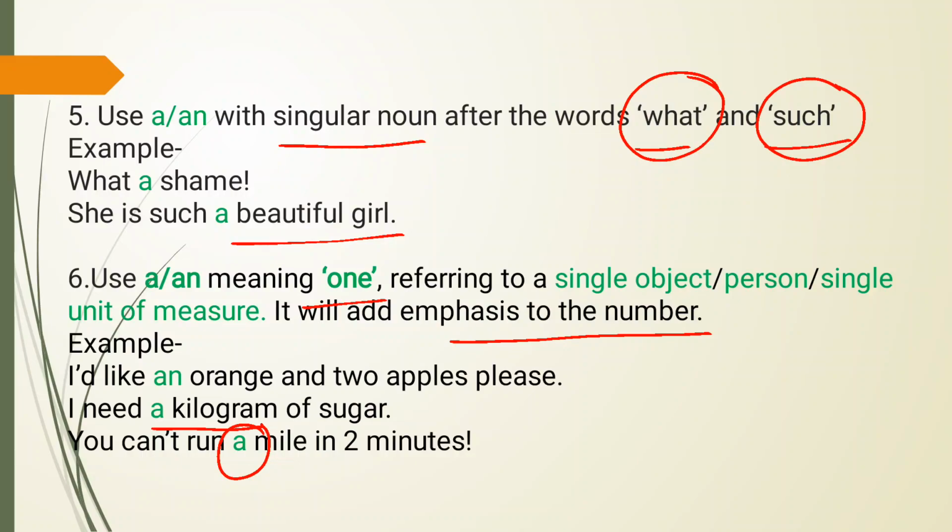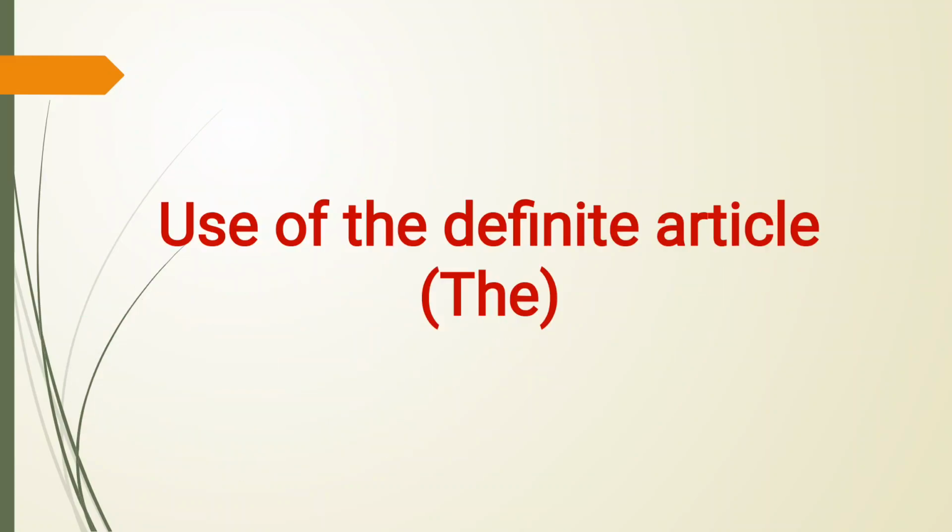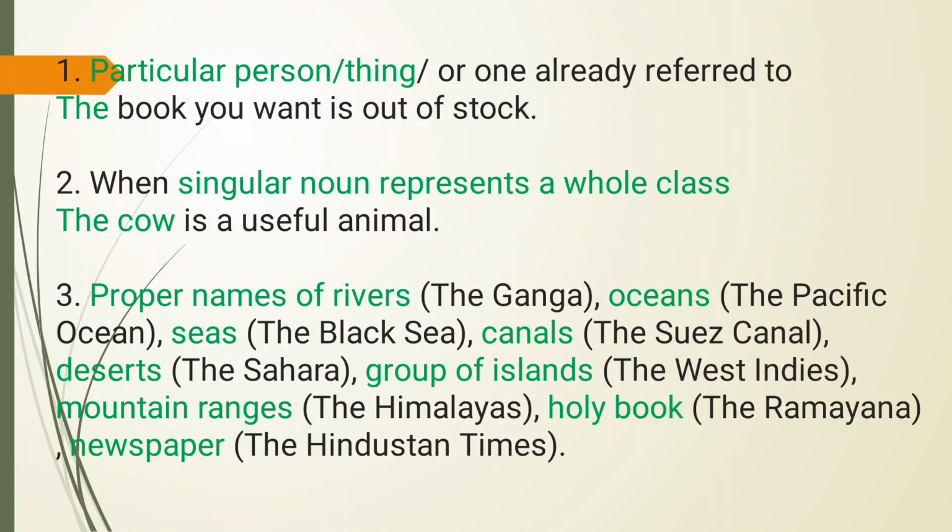So, whenever we want to refer to something as one or as single object, we will be using a or an depending upon the word which has been used after it, whether it is beginning with a vowel sound or a consonant sound. Let us try to understand the usage of definite article the. So there are also many rules where we need to know where to use the. So the is used with particular person or thing or one already referred to.